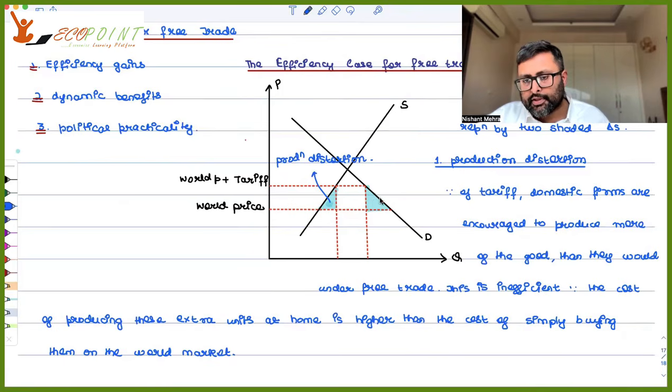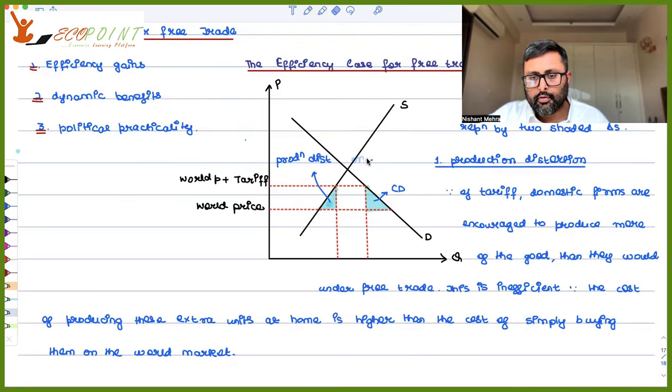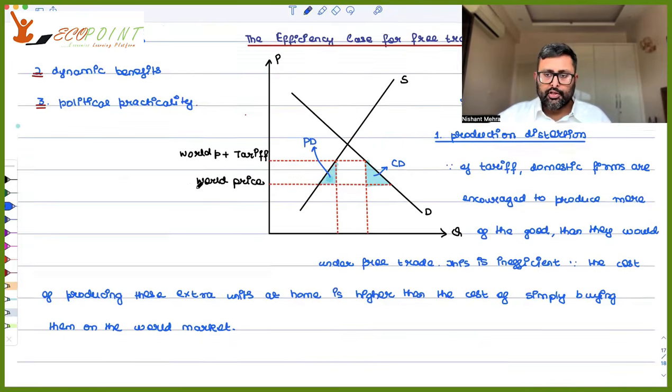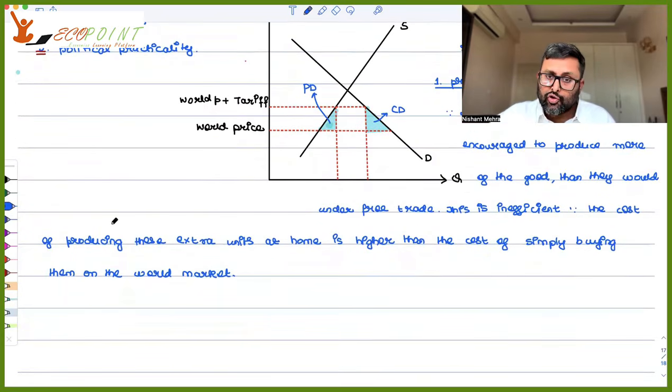Right. This is consumption distortion. This is production distortion. This looks pretty odd, so we can simply write this as PD, production distortion. So this one is consumption distortion. When producers are producing at world price plus tariff, this is the price which consumers have to pay. So consumers will also be forced to pay a higher price.